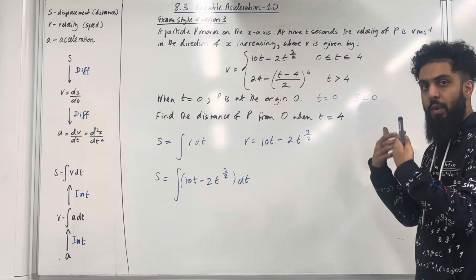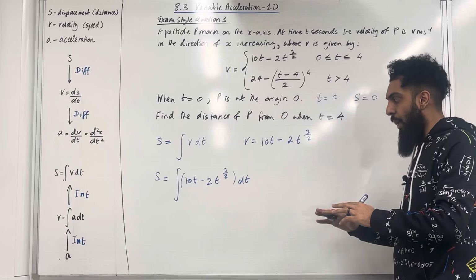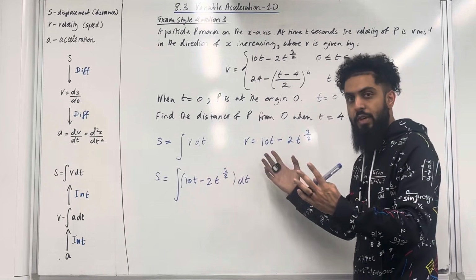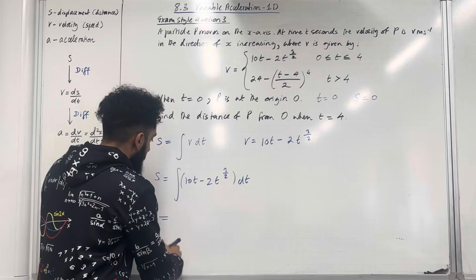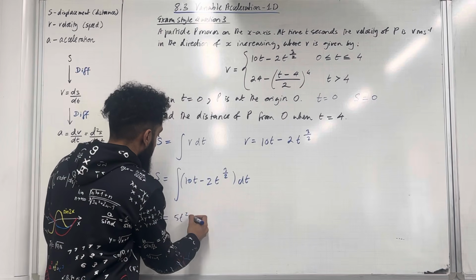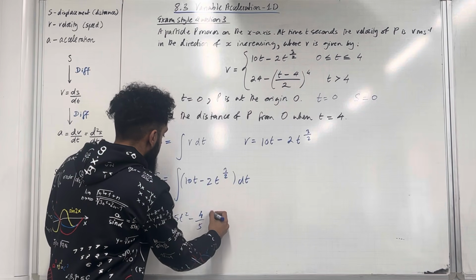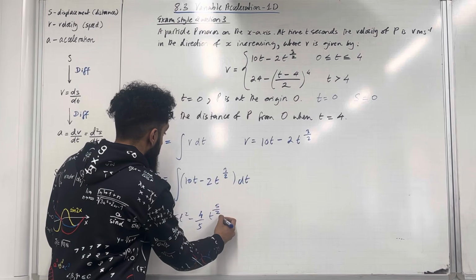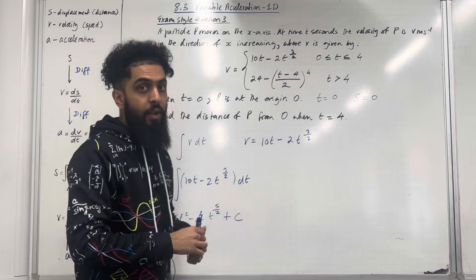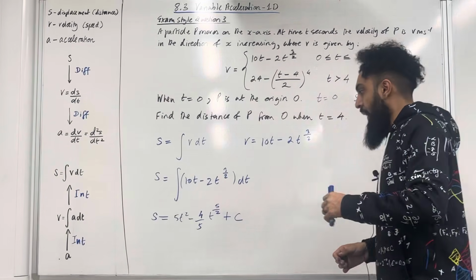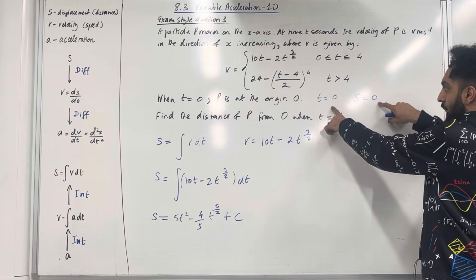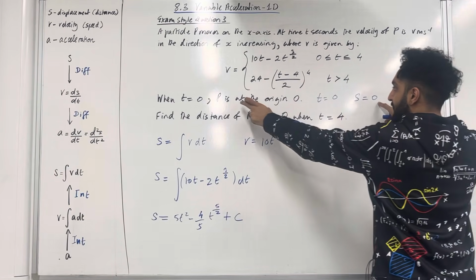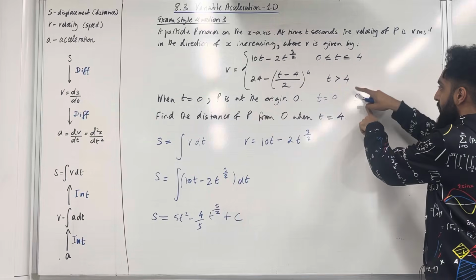Okay, so we're going to add 1 to the power, divide by the new power in order to integrate these two terms. So if I do this, I get s equal to 5t squared minus 4 over 5 t to the power 5 over 2 plus c, the constant of integration. Now to work out c, we're going to be using this boundary condition. When t is equal to 0, P is at the origin O, so s is equal to 0.